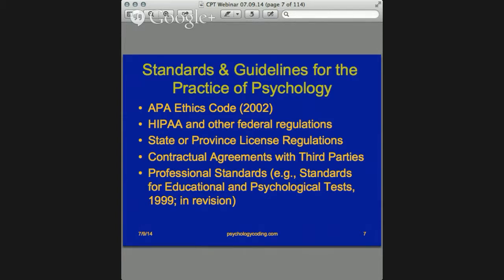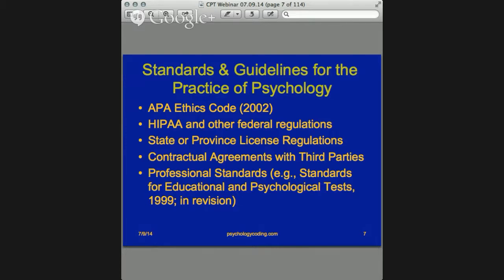It's important, and I've said this on a number of occasions, and I hate to bring it up one more time, and that is that there are standards that need to be understood. That involves the APA ethics, all HIPAA federal regulations, your state and provincial licensure requirements, professional standards, including the, I hope soon to be published, standards for educational psychological tests. That may be published, it may be available at APA. So look for that in your newsstand, so to speak.